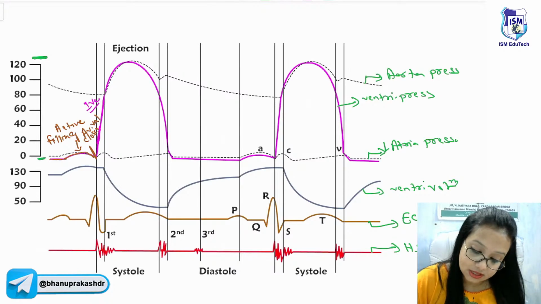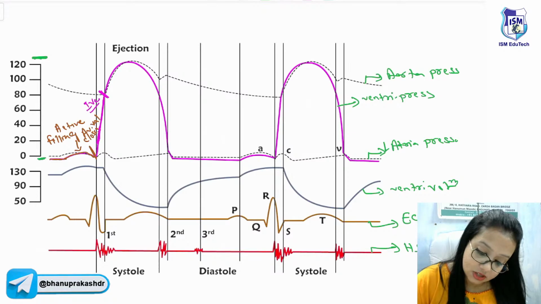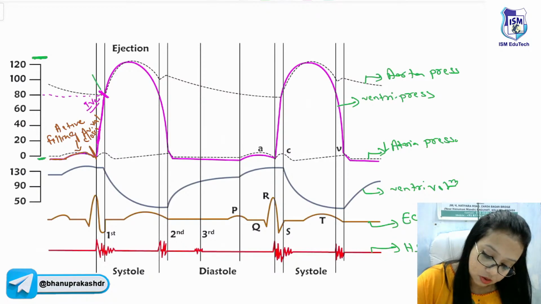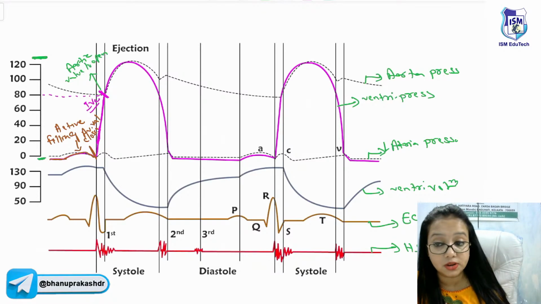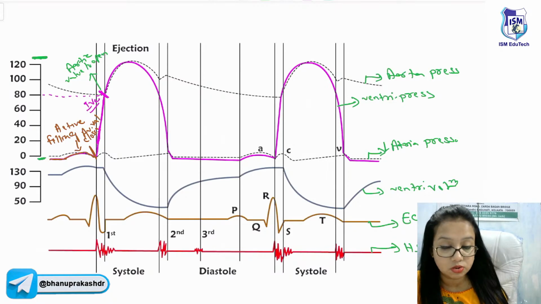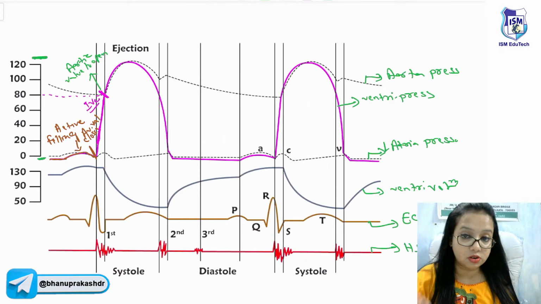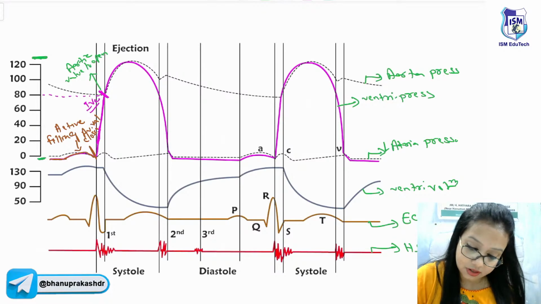So this increase in the pressure in the ventricle, once it reaches 80 mmHg, what does it do? It forces the aortic valve to open. Remember, opening of a valve causes no sound. Only closing of a valve causes sound.